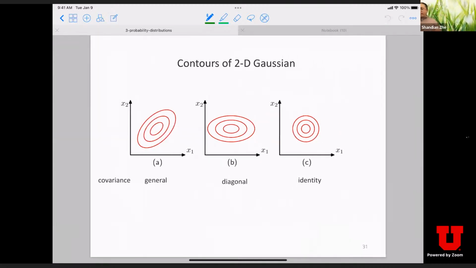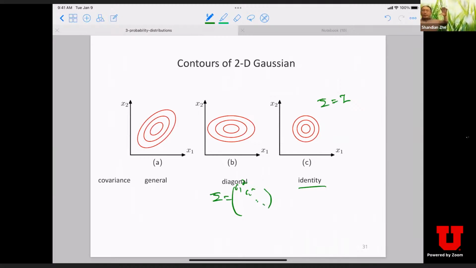So here is some intuitive looking at this multivariate Gaussian distribution. Suppose we're just dealing with a 2D Gaussian. If your covariance matrix is just identity, the density function essentially consists of circles, just circles. And if it's a diagonal Gaussian, meaning that the covariance is something like sigma 1 square, sigma 2 square, and so on, and the off-diagonal parts are simply 0.